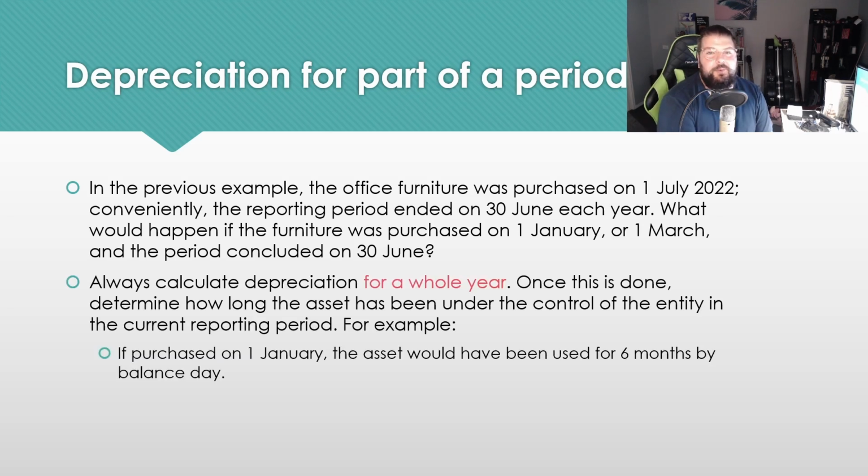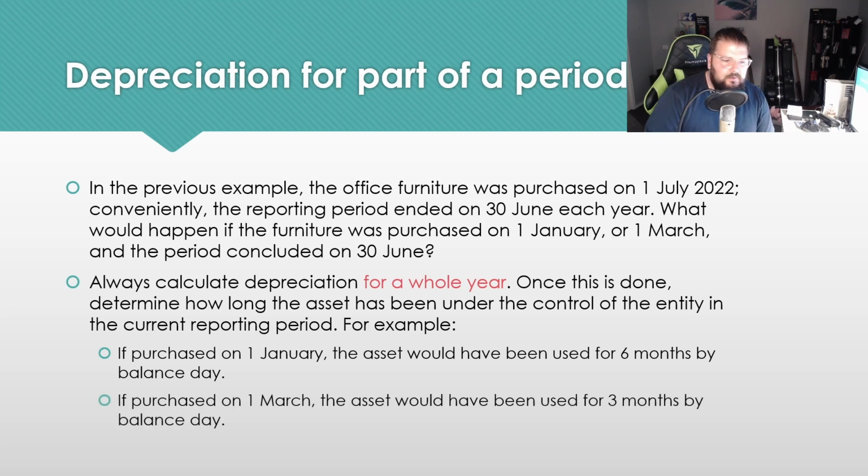So say, for example, we purchased our asset on the 1st of January, that would mean that we have exactly 6 months of use before the balance day. If we purchased it on the 1st of March, we'd have 3 months. So we need to make sure that we're always using the correct dates so that we're not putting the wrong amounts into our depreciation accounts.